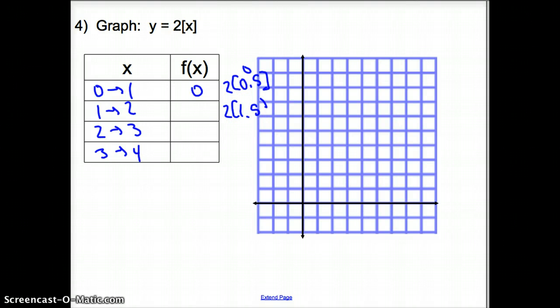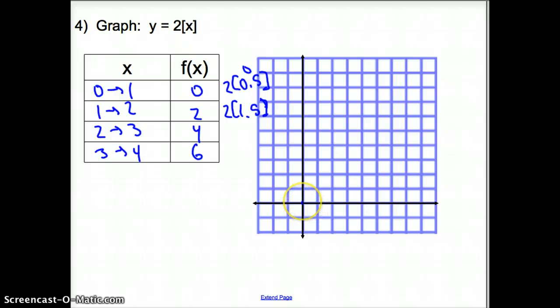Again, you can pick any number inside 1 to 2. Now this 1.5 would round down to 1, so 2 times 1 would be 2. And then same situation here, it would be 4, and then 6. Again, now we have to plot these.